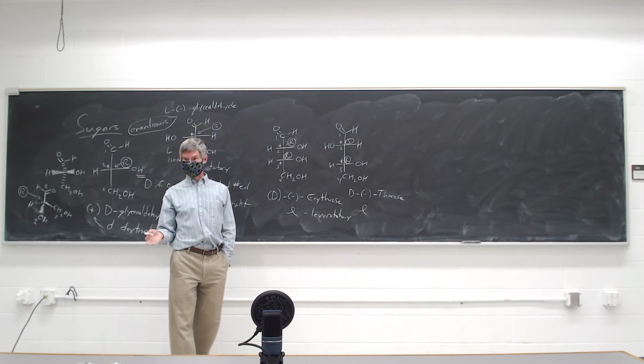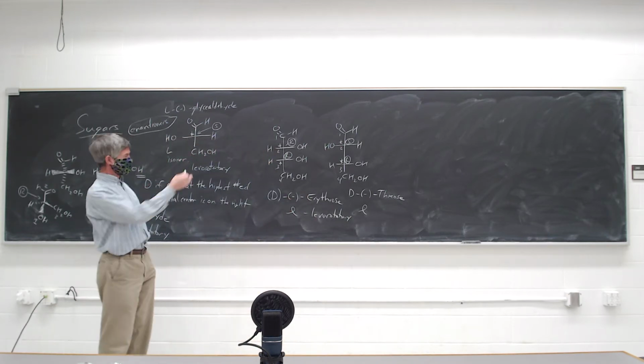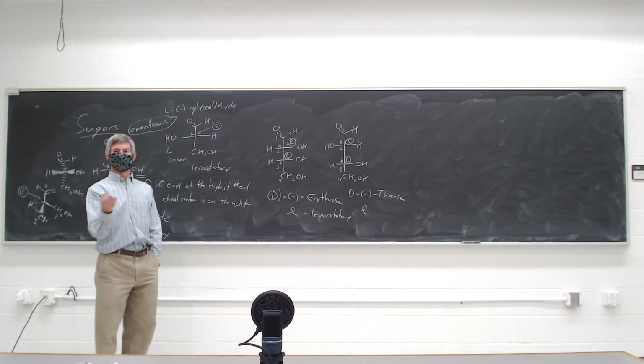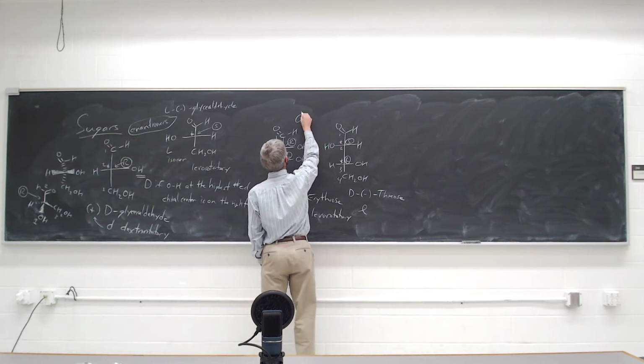Obviously, they're not enantiomers, right? Because if they were, they would rotate opposite, but they don't. They're both levorotatory. They differ at 1 chiral center of 2. So these are diastereomers.